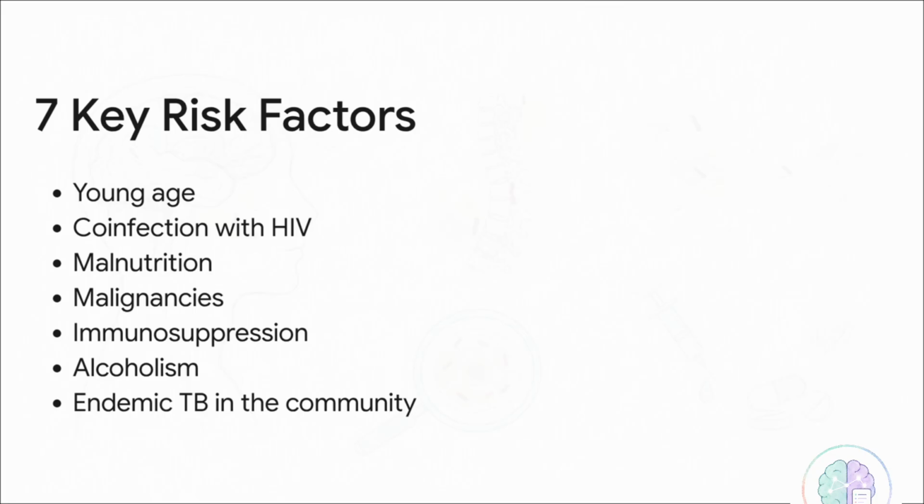When we look at who actually contracts active TB, it's really the underlying vulnerabilities that drive the progression. There are 7 key risk factors clearly identified in the clinical literature. Let's go through them: young age, co-infection with HIV, malnutrition, malignancies, general immunosuppression, alcoholism, and simply living in an area with endemic TB in the community. These are the exact critical pathways that allow the infection to really take hold and overpower the body.